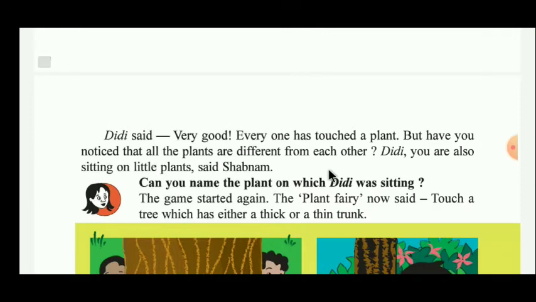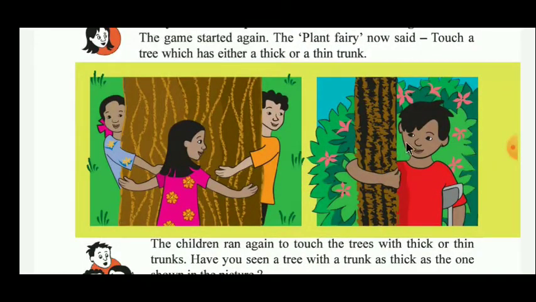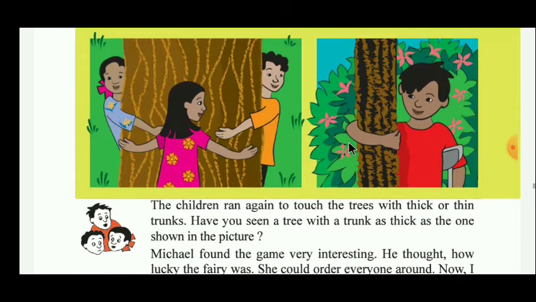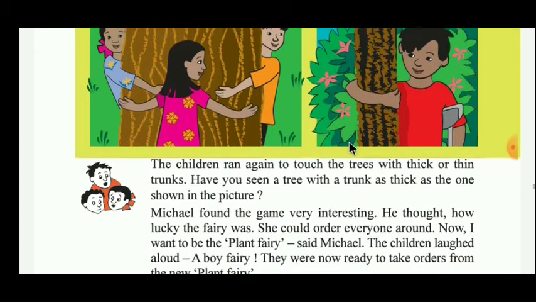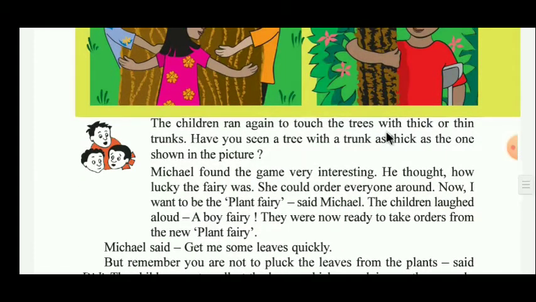Now let's see the picture, right? Michael touched the thin trunk while the rest, Shabnam, Annu and Dayaram, touched the thick tree. So now Michael found something interesting in this game, and Michael decided to become a plant fairy. So now Michael is the plant fairy, and Michael said everyone will touch the leaves.